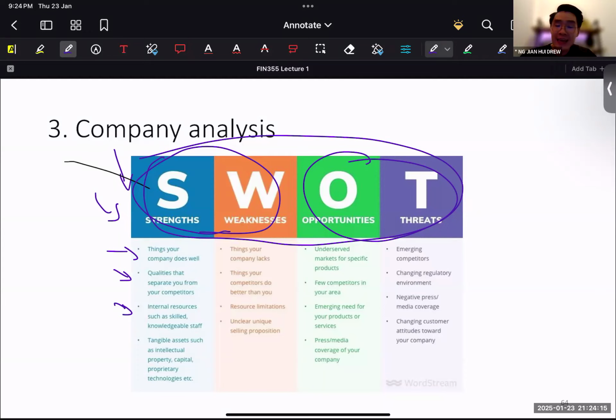So the SWOT analysis incorporates both the Porter's and the PESTLE, because you're considering both the internal environment here, and the external environment here, the opportunities and threats that are affecting your company, such as competitors, coverage, this kind of thing. So it combines both of them.